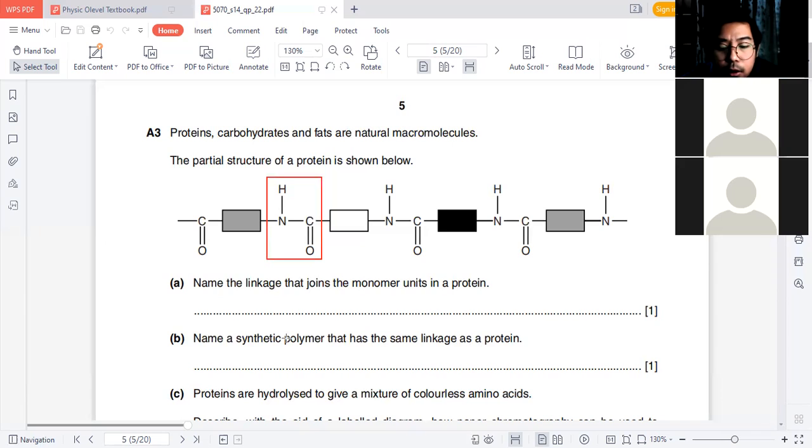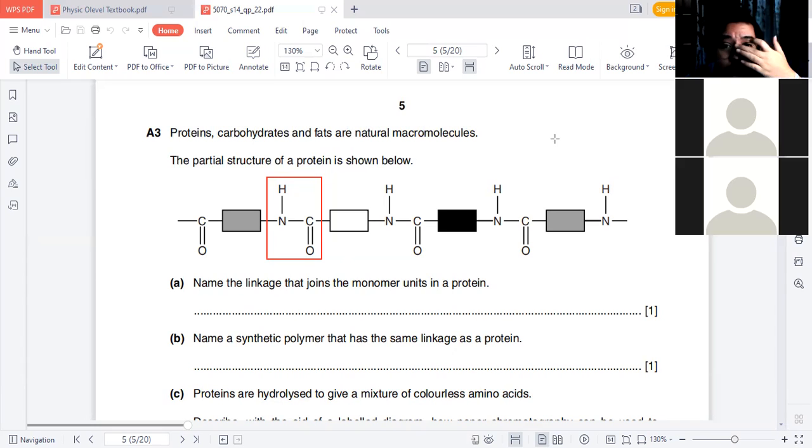Synthetic polymers. In terms of this, you have to know about synthetic polymers like PVC. PVC, and any other such synthetic polymer, is made by addition. So in terms of this, you need to give the synthetic polymer that has the amide linkage. That would be nylon. So nylon itself has an amide linkage.